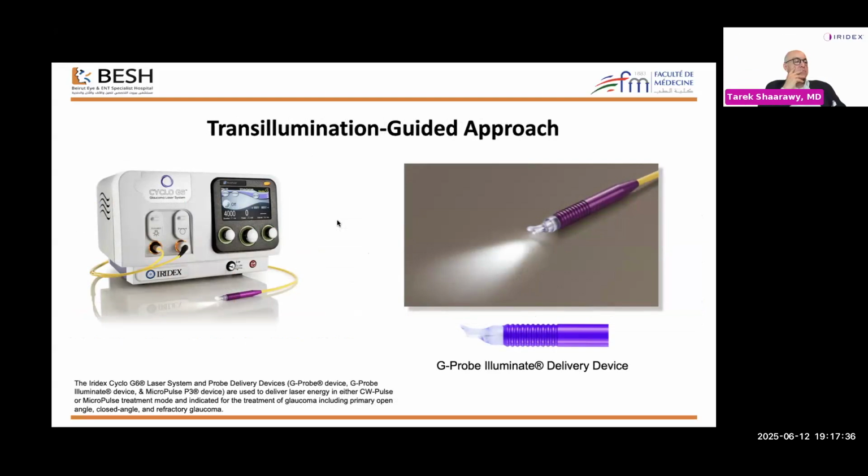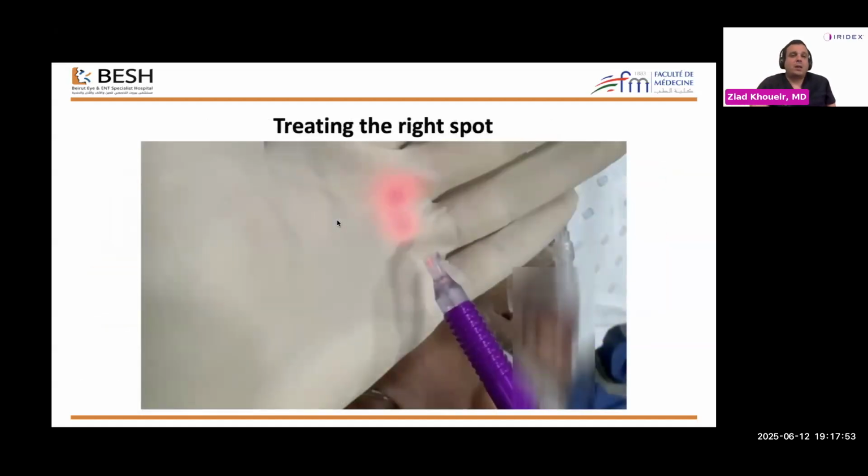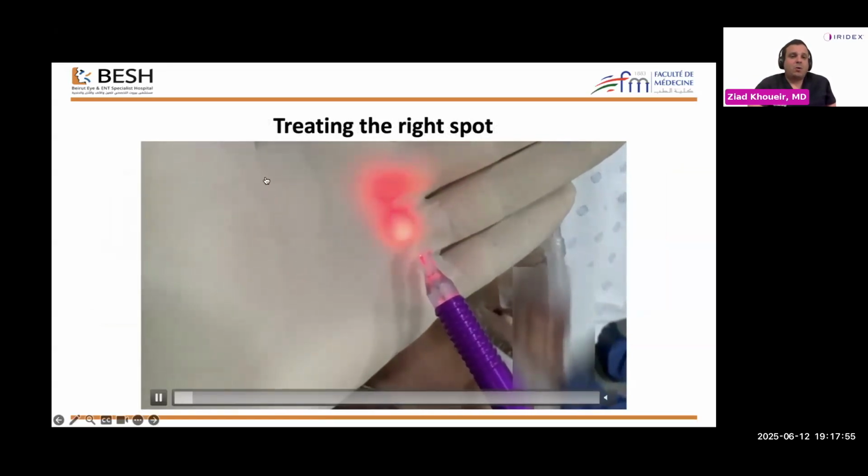And the good thing about the new G6 platform from Iridex is that it is also compatible with what they call the G-Probe Illuminate, which is a G-Probe that also has an integrated light that would help you with transillumination. I'm going to show you a case that I actually did yesterday. This is the G-Probe Illuminate.